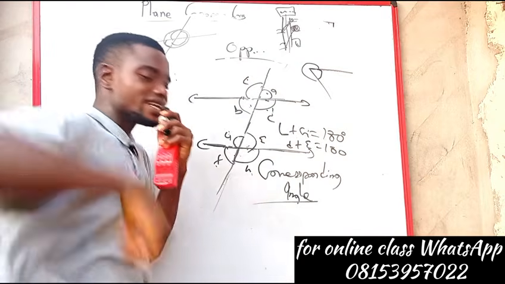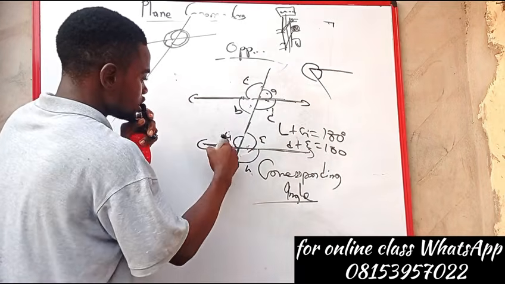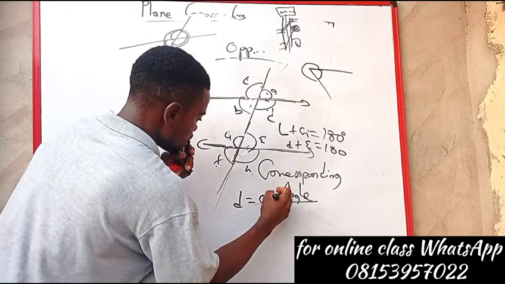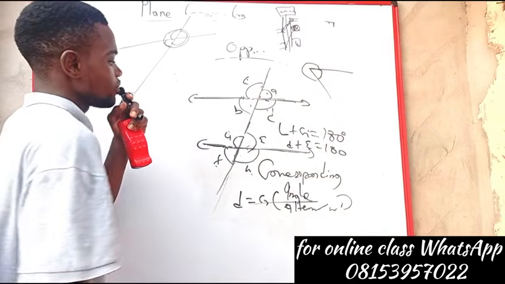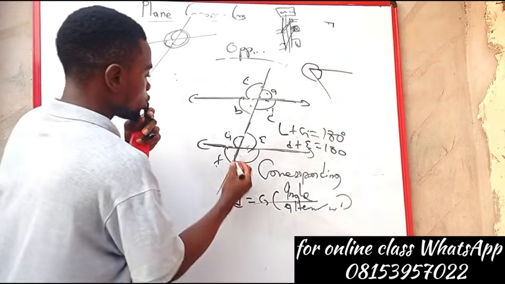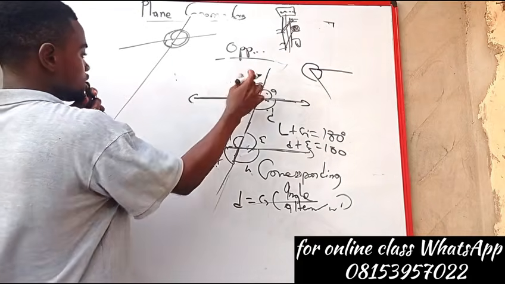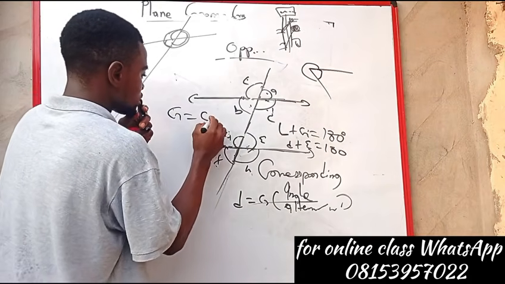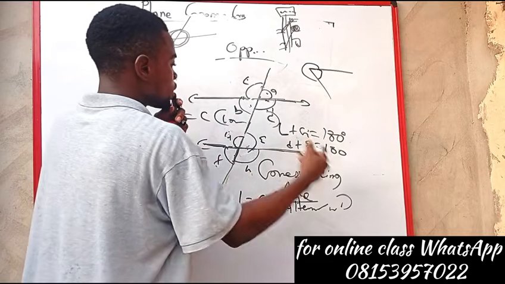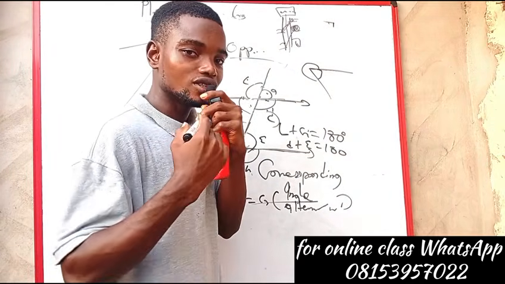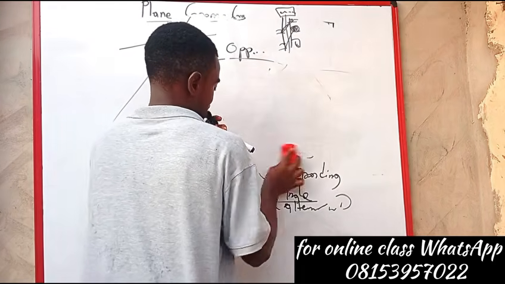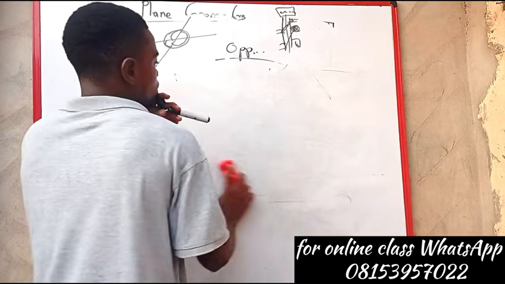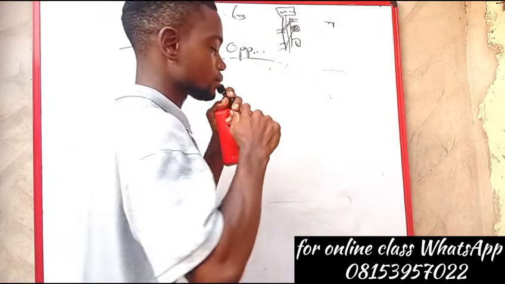Now, talking about alternating angles, D is equal to G. Why? Because they are alternating angles. Coming to corresponding angles, you will say that G is equal to C. Why? Because they are corresponding angles. Hope you have written all of this. Now let's look at a question.